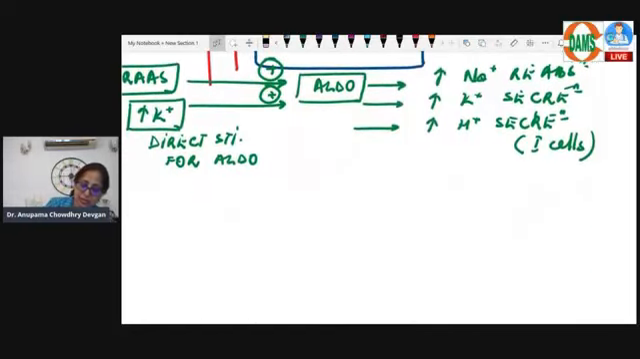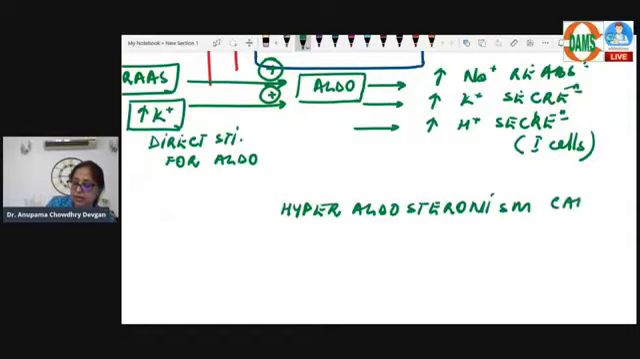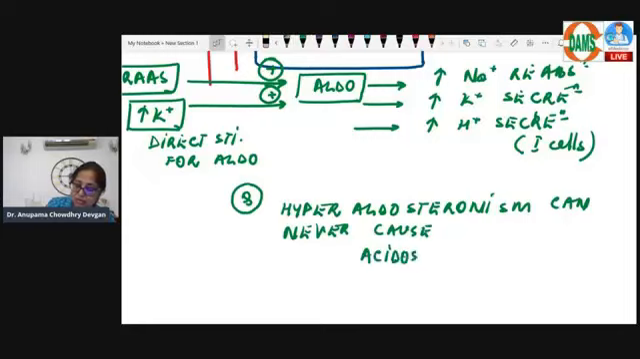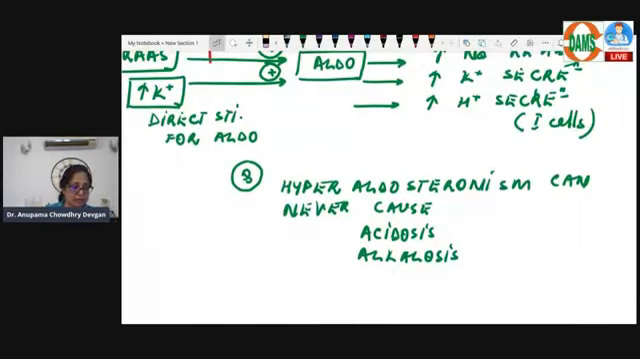Now, again, there was a question which said hyperaldosteronism can never cause acidosis or alkalosis. Acidosis and alkalosis also mean in the blood. Hyperaldosteronism can never cause acidosis, isn't it? It can never cause acidosis. Why? Please remember, we are talking about acidosis in the blood.